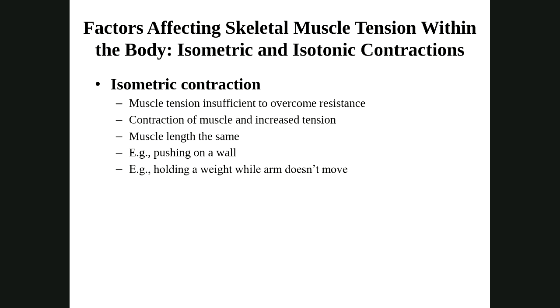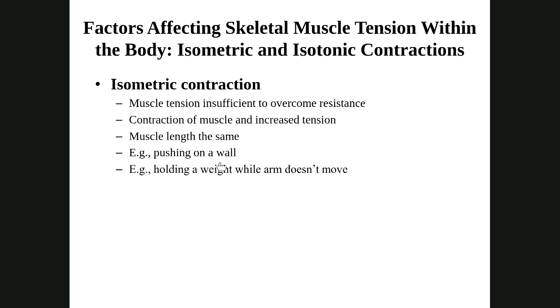Now, let's talk about the different types of contractions, isometric and isotonic. Iso means same, so isometric means same length. I definitely want you to know that in isometric contractions, we are making maximum tension. We are stimulating that muscle, but there is too much resistance to overcome. When we have more resistance than tension, we don't get movement. So in isometric, the muscle stays the same length.